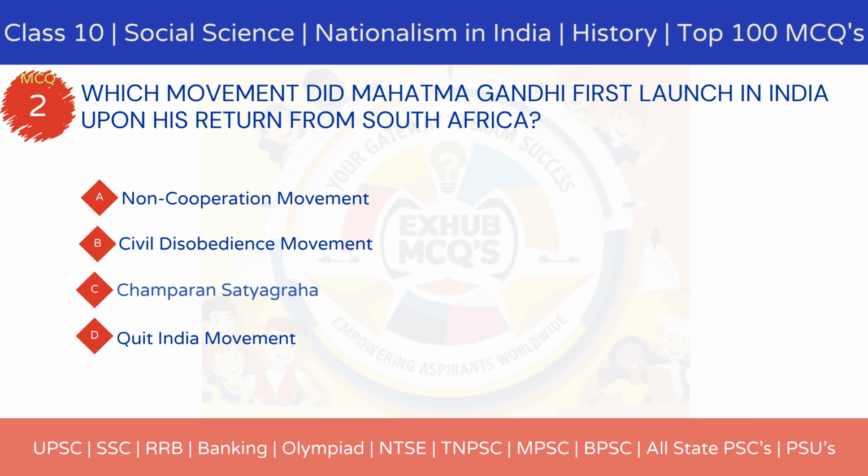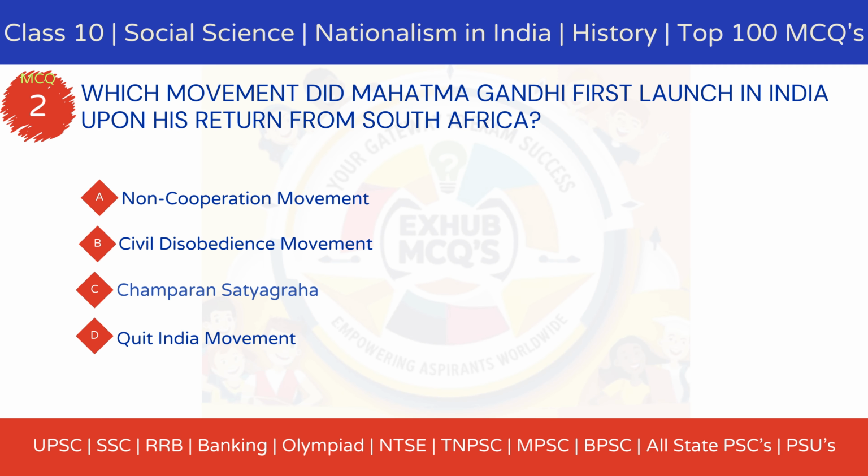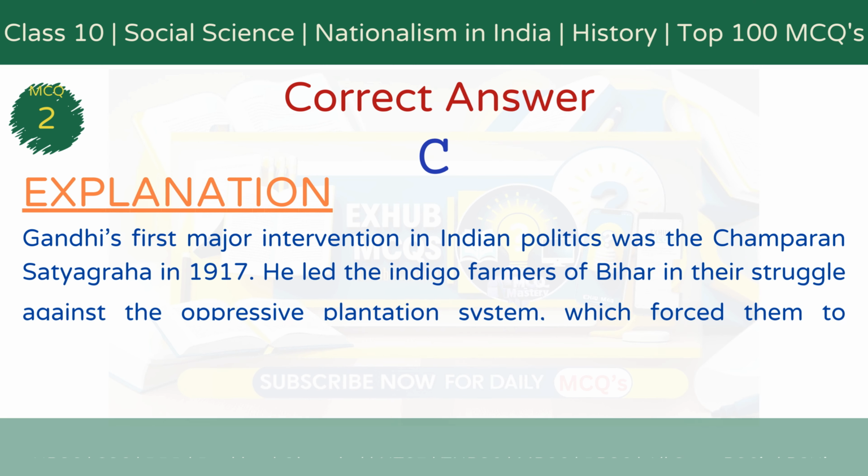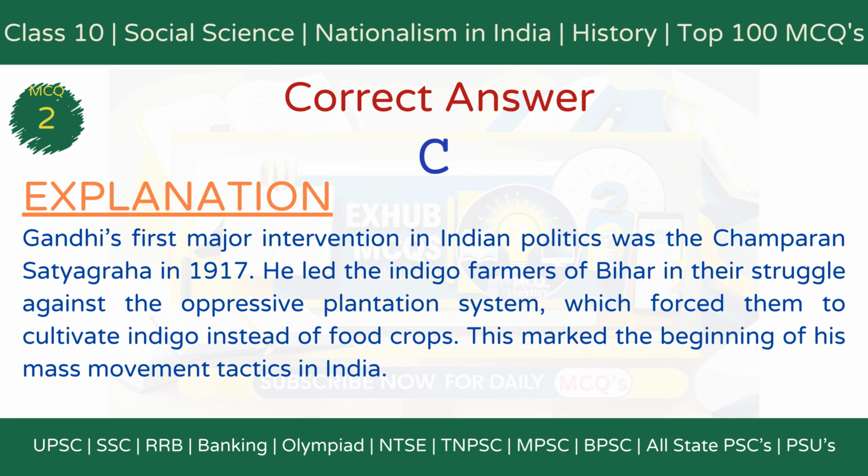MCQ 2: Which movement did Mahatma Gandhi first launch in India upon his return from South Africa? Option A, non-cooperation movement. Option B, civil disobedience movement. Option C, Champaran Satyagraha. Option D, Quit India movement. The correct answer is option C, Champaran Satyagraha.